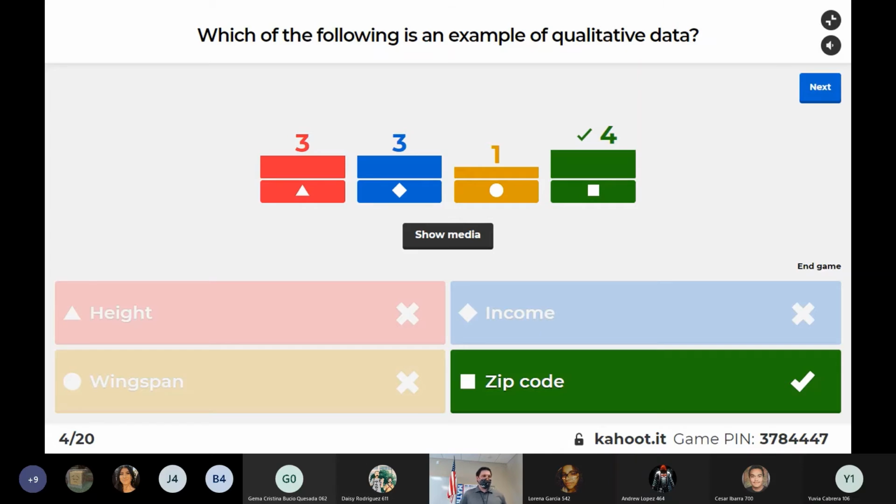Right. Height, income, and wingspan. Zip code is more of a categorical thing. It is qualitative. Right. It would not make sense to take the average zip code of a sample of people. Think of qualitative as a quality.